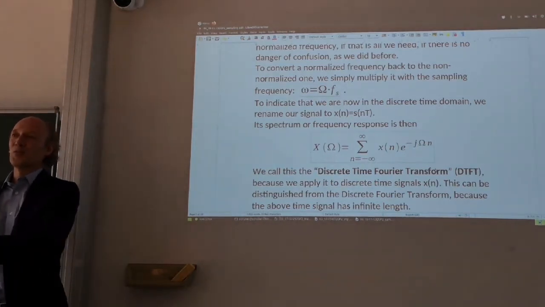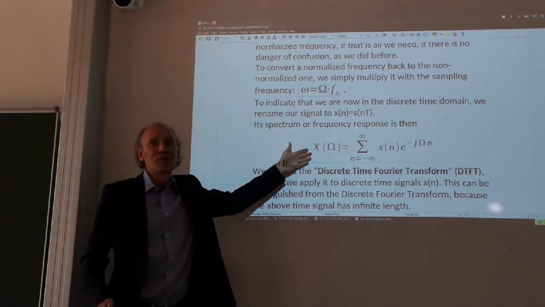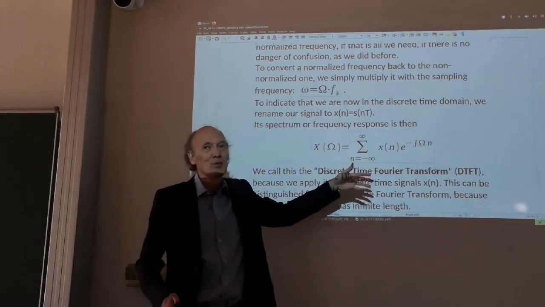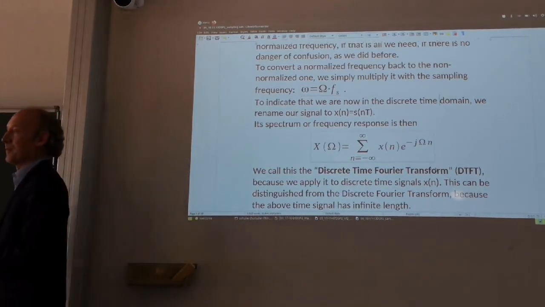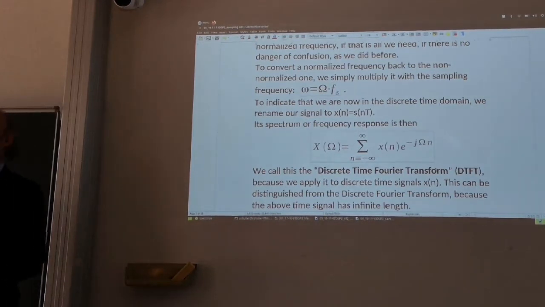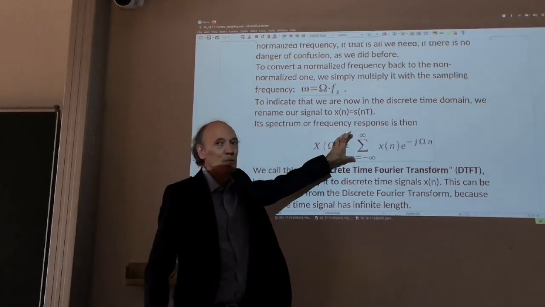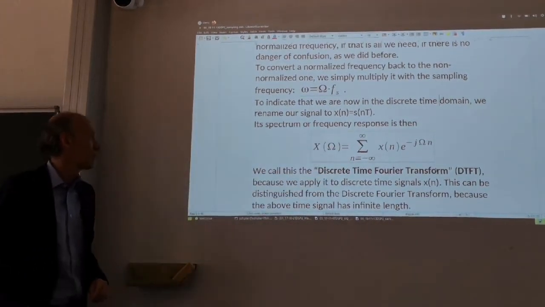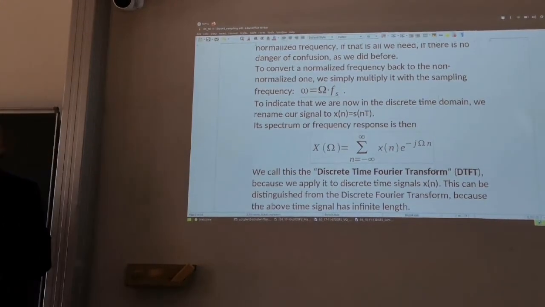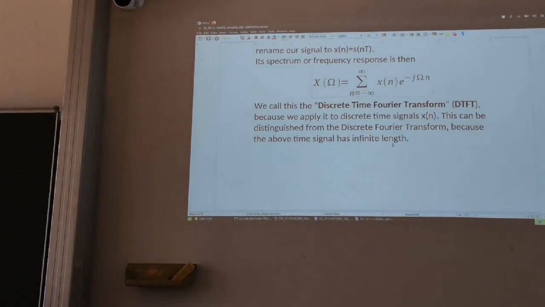So the DFT is more practical, but this is easier to handle in theory because you don't need to care about the boundaries. So that's why you have both. For the theory you have DTFT, for the practice you have DFT. And you need to know the difference. And the difference is mainly the summation boundaries. So that's what I said.